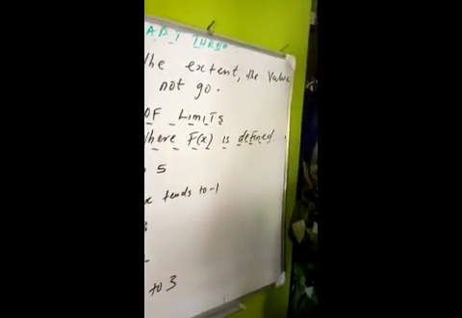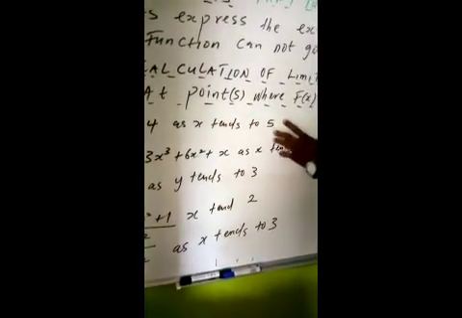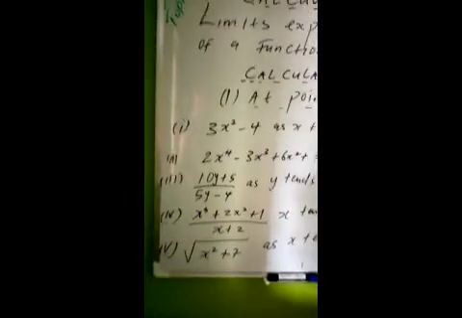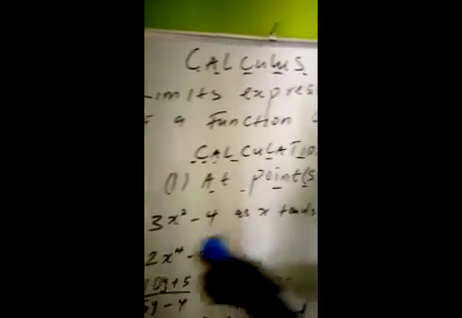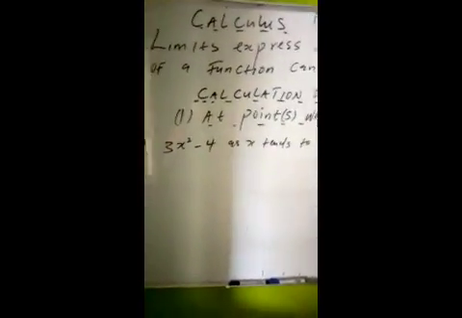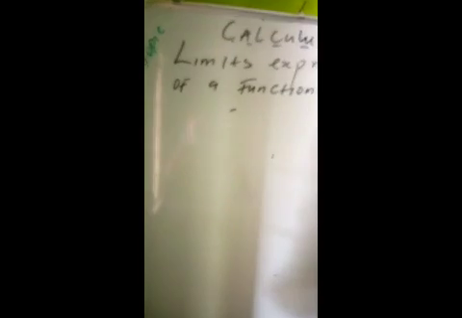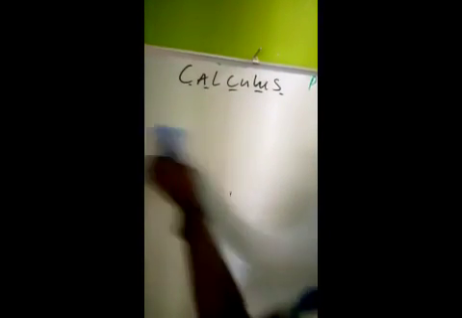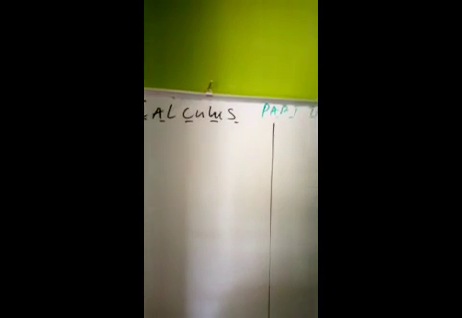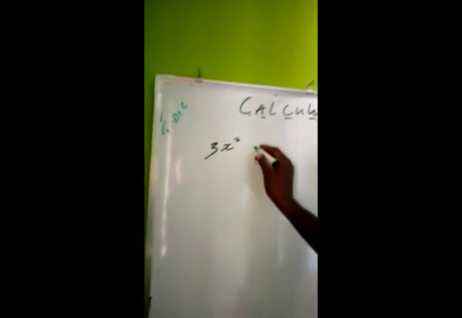Then number one, we have 3s squared minus 4 as s tends to 5. So let's go there now. We are capturing the question now. Let's start from number one and see the solution, how the solution goes. So the number one says I have 3s squared minus 4.